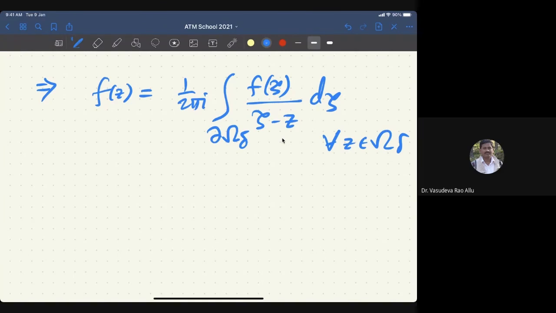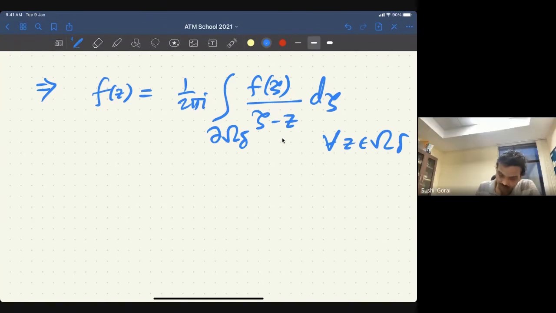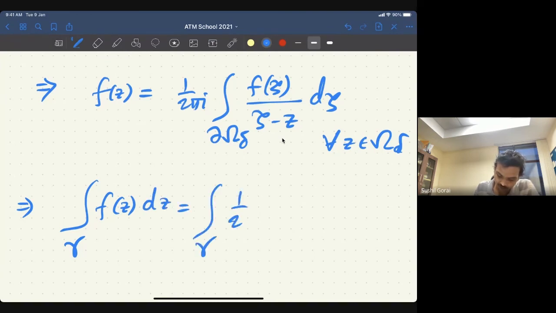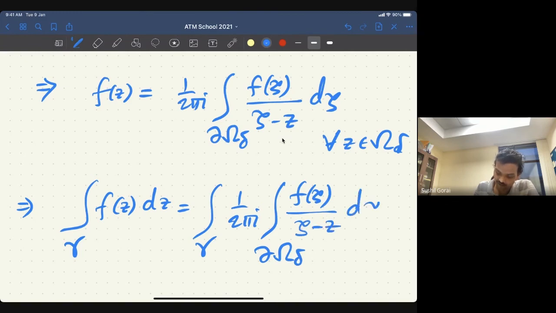Yeah, please. So once we have this, we just integrate both sides over gamma, which is equal to the integration over gamma of 1 over 2 pi i times the integration over the boundary of omega delta of f(zeta) by (zeta minus z) d zeta, and then dz.